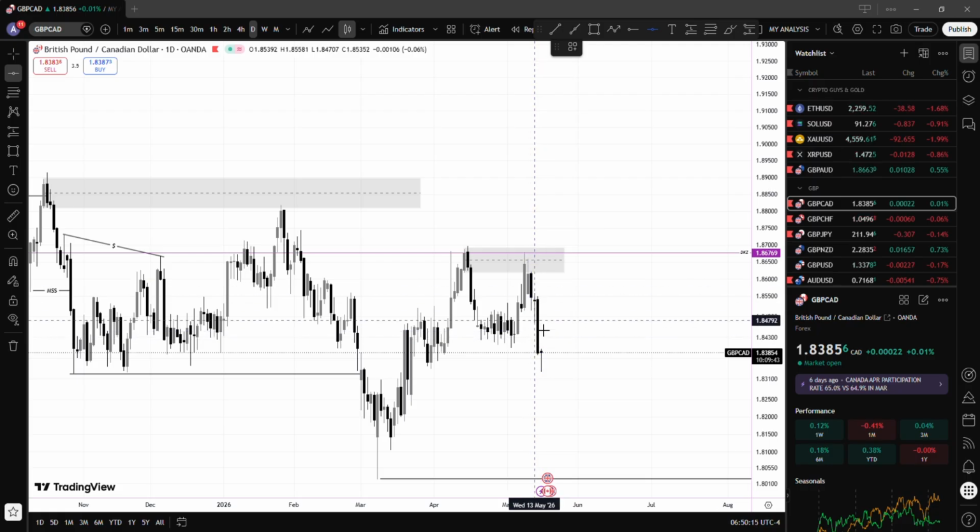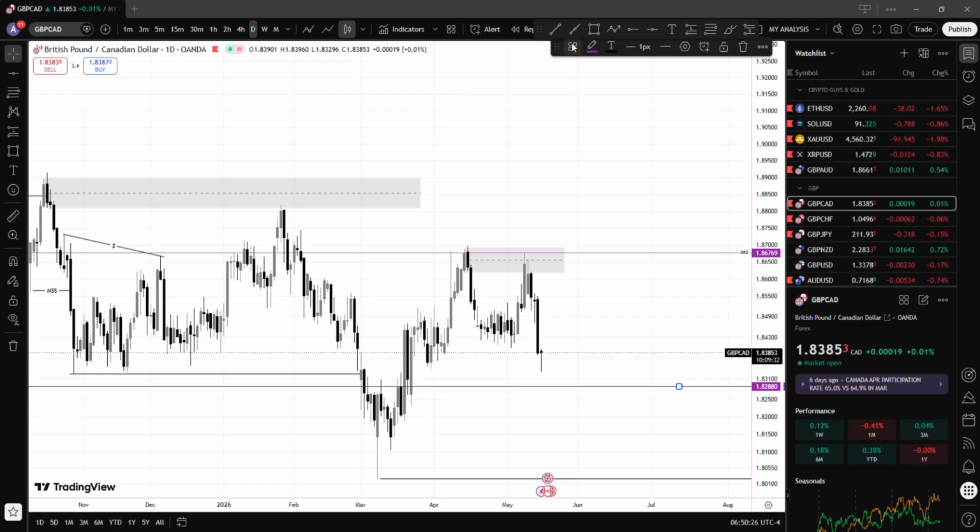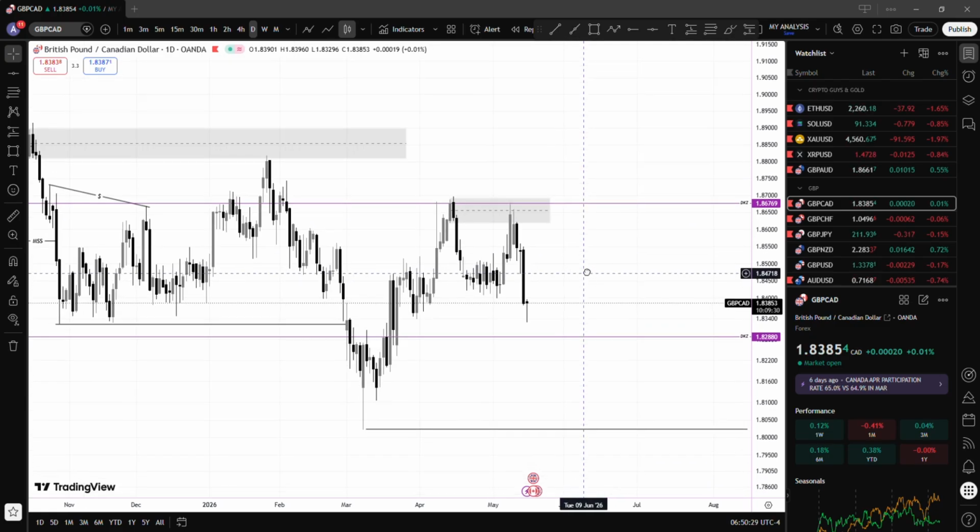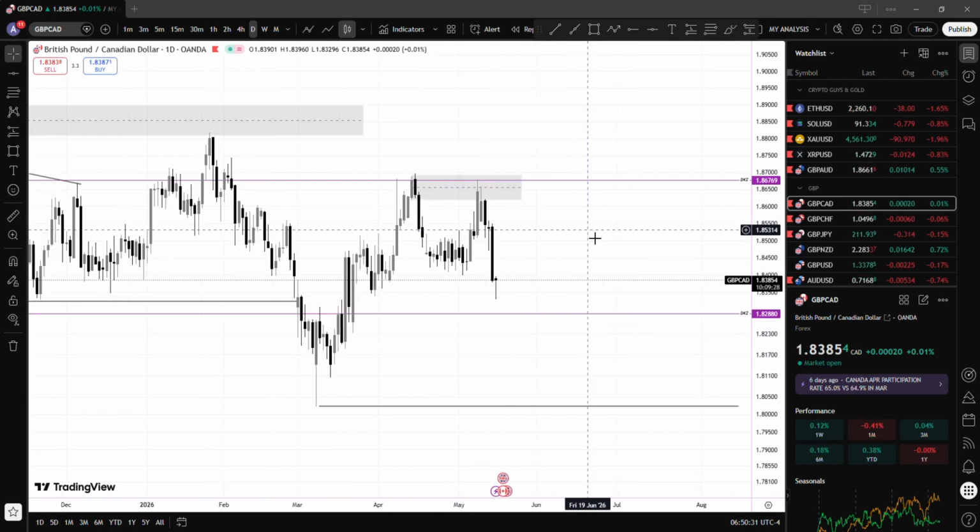Now, if this price decides to push down, although I know it's likely coming to take out this low, there's another block here. It will likely tap on this and give me some reactions. What else do I have here?